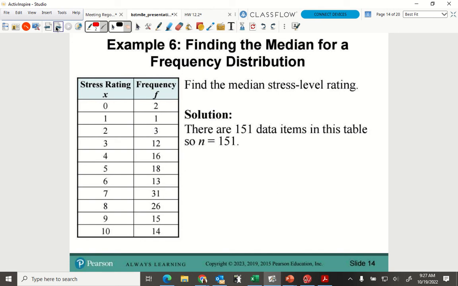So to figure out the place value I want, 151 plus 1 divided by 2, which is going to be 152 divided by 2, which comes up to, what's that come up to? Is that 76? 76th place. So since we're dealing with the frequency table, I'm going to show you how to do this to get 76. All we have to do is start counting until we get 76 numbers.